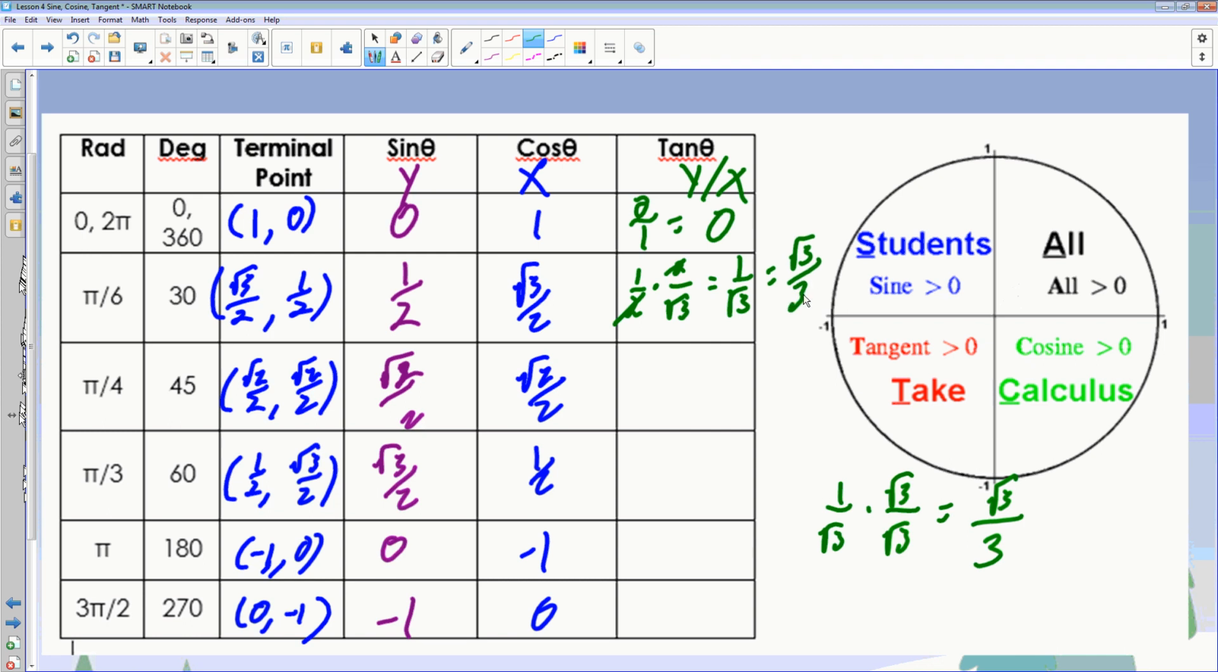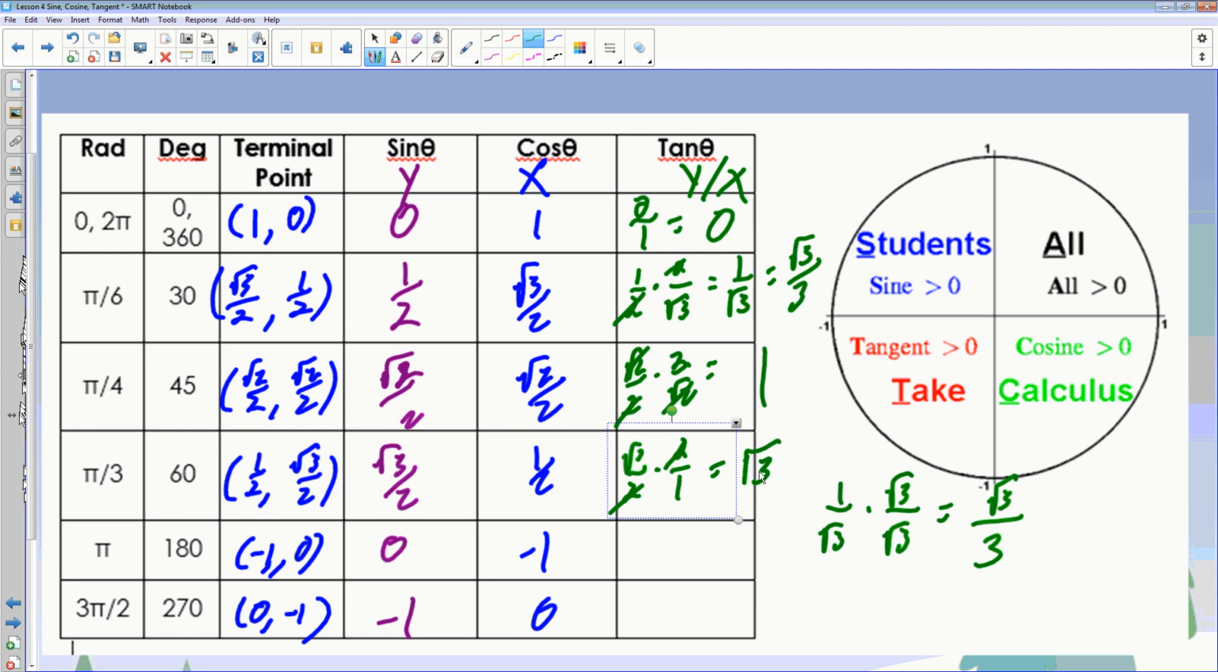Now you might be saying, oh my gosh, another set of fractions, but root 2 over 2 divided by root 2 over 2 is just going to be 1, right? Because if we keep, change, flip, this cancels, cancels, cancels, 1. So tangent of pi over 4 is 1. For pi over 3, keep, change, flip, cancel, cancel. Oh, it's just square root of 3. Don't have to do any rationalization there.